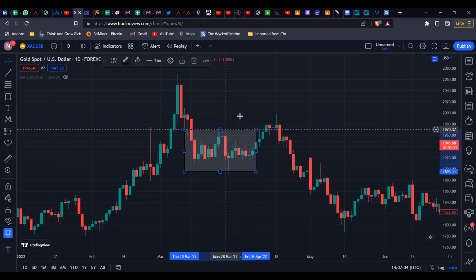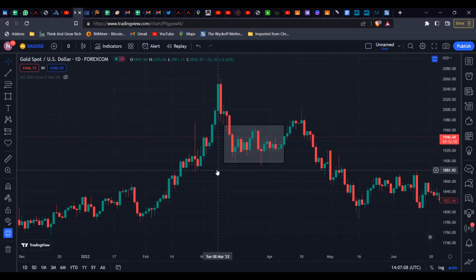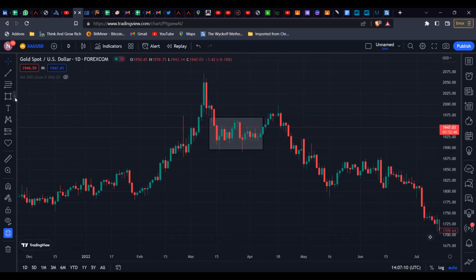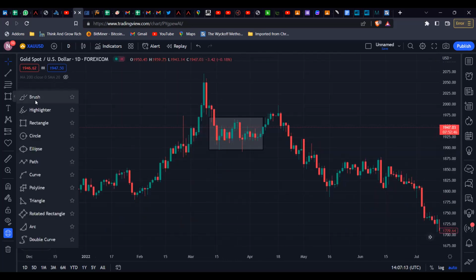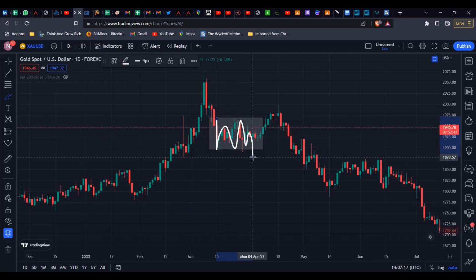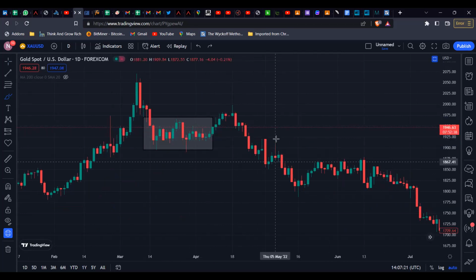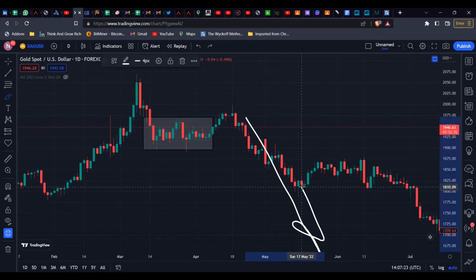Okay, so now here's the thing. This is a daily chart, right? You can see this phase here, or this area here, where price was consolidating, right? Now, what did you notice here? Where does the composite man want to take price? He wants to take price down, right?